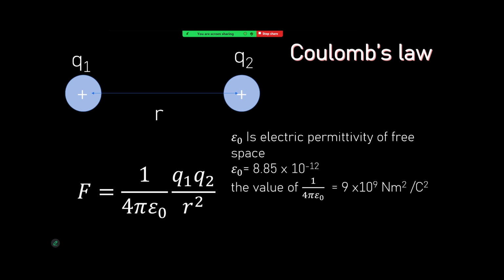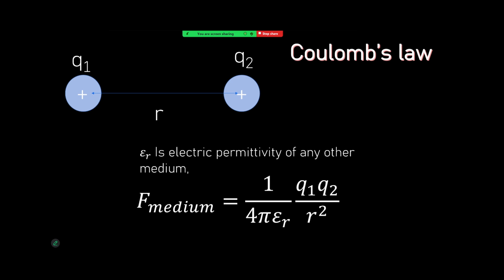So for free space, the epsilon naught or the permittivity is 8.85 into 10 raised to minus 12. The whole number, that is 1 upon 4 pi epsilon naught, will be equal to 9 into 10 raised to 9. Now that is very important when we do certain calculations. So this is Coulomb's law in a simple, straightforward scalar form. Suppose there is another medium.